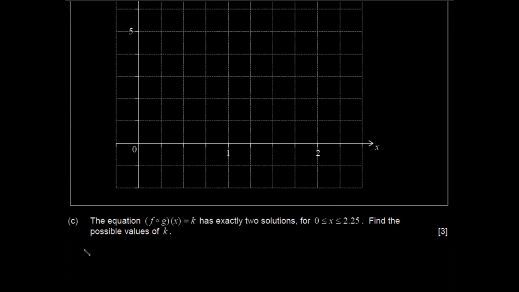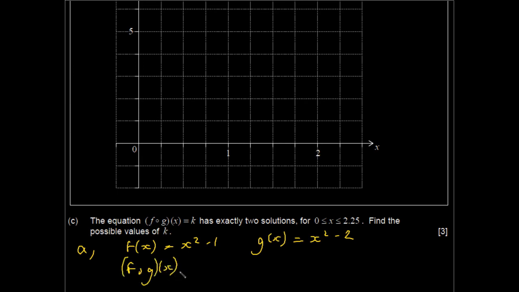So part A, it said f of x was equal to x squared minus 1, and g of x was equal to x squared minus 2. And then we've got to work out f of g of x. So that's going to be, place the whole of function g in place of the x in function f. So it's going to be x squared minus 2, squared, and then minus 1.